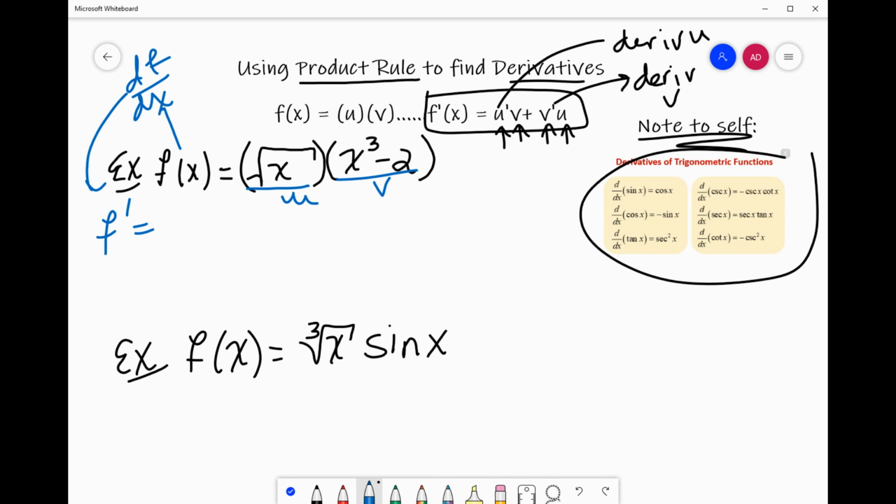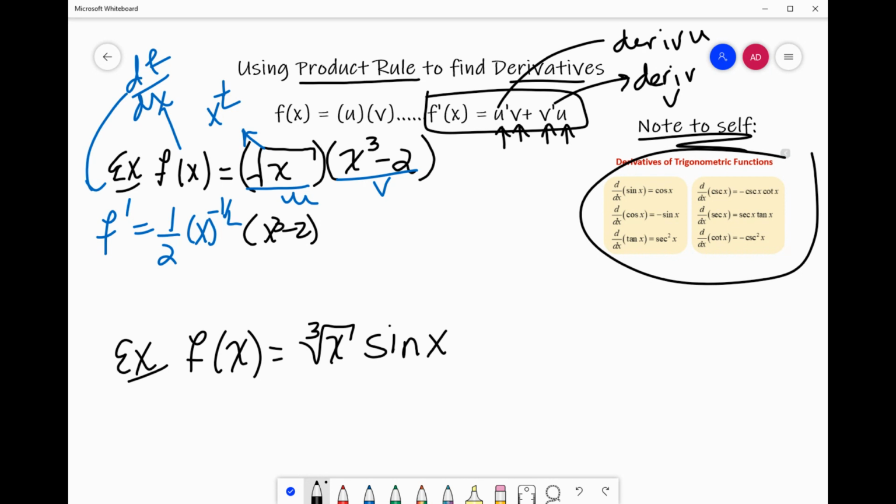Now, like in the last video where we talked about the power rule, that square root is actually x to the 1/2. So the 1/2 comes down because we're doing u prime. Then I have x to the negative 1/2, times v. My v is going to stay the same, so I'm going to just leave it in black: x cubed minus 2.